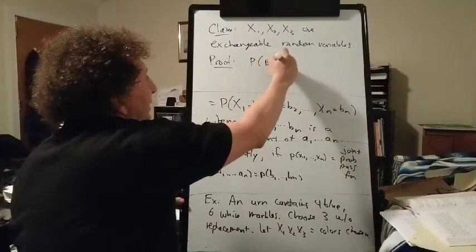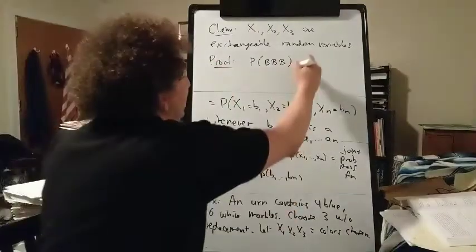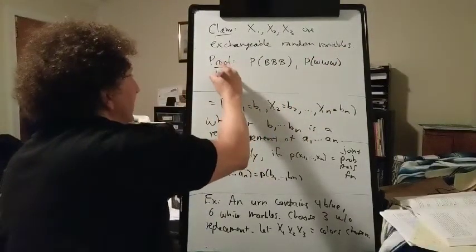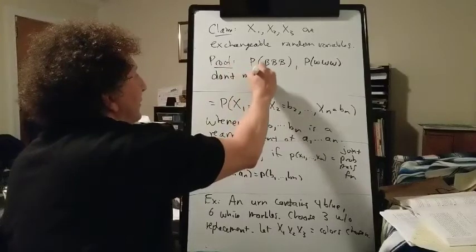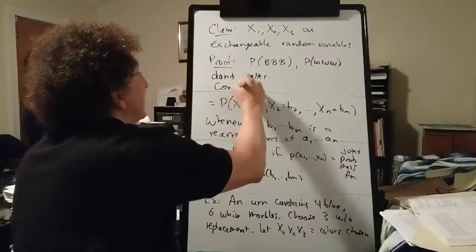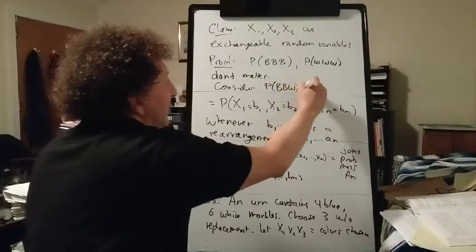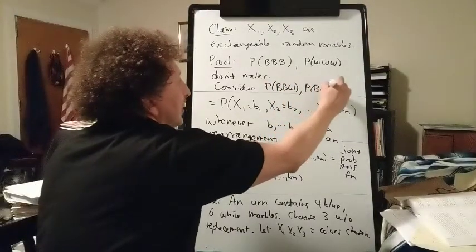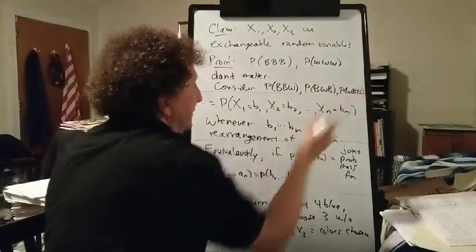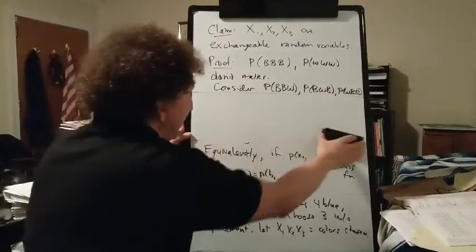Now the probability that we get blue, blue, blue is uninteresting here because there aren't any other orderings of blue, blue, blue, or white, white, white. So these don't matter. But let's consider the probability of getting 2 blues and a white in that order, or blue, white, blue, or white, blue, blue. I want to show that these all have the same probability.